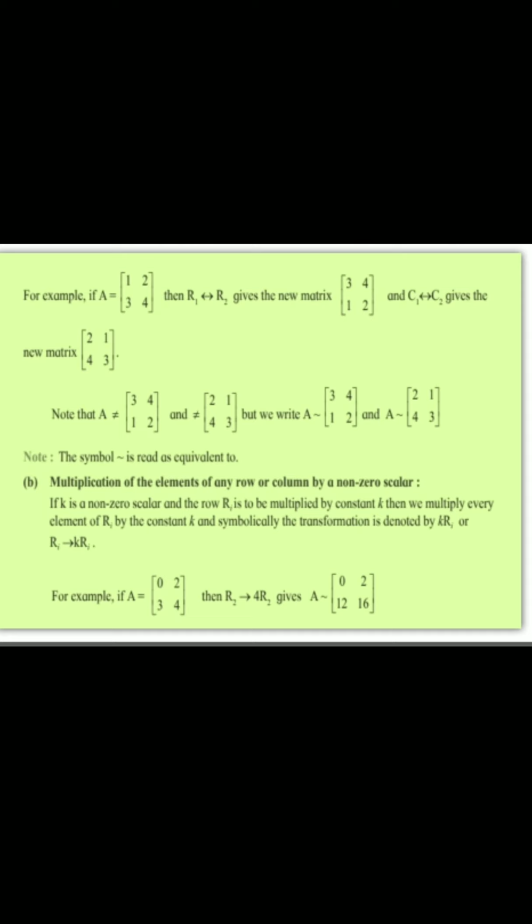For example, if matrix A is equal to 0, 2, 3, 4, then R2 interchange to 4 times R2. That is, matrix A is equivalent to first row 0, 2 and the second row 12, 16. We see that in the second row there is a change in value. It is multiplied by 4, that is 3, 4 is changed to 12 and 16. This is the multiplication of a scalar term.